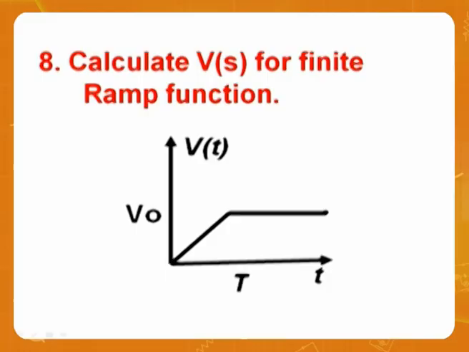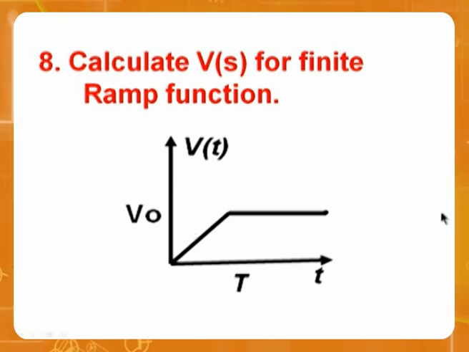8th problem. Calculate V of s for finite ramp. If the previous was infinite, now it is finite. So look at this finite. Why is it called finite? This is a ramp for some time. After that, it is finite. Ramp for some time. That's why it is called finite ramp. For finite time, it is a ramp.